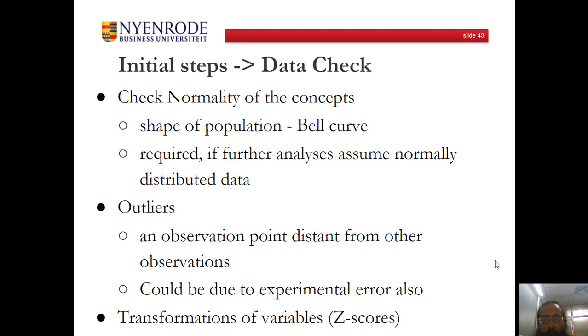So that's why this is a very crucial step where you check whether that population is normally distributed or not. At this stage you will also see whether there are any outliers. Outliers are those observation points which are distant from other observations. For example, if you are measuring height and the values are 6 feet, 6.5 feet, 5.5 feet and 12 feet. Now the height can't be 12 feet.